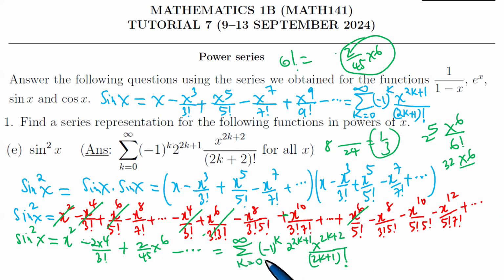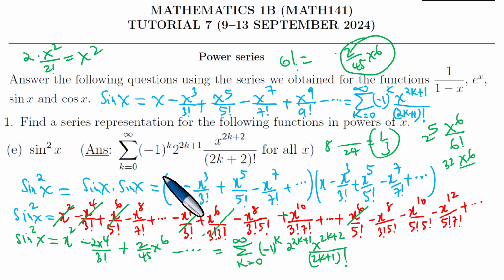So now let's check. If you put k equals 0 here, we must get x squared. Minus 1 to the power 0 becomes 1. 2 to the power 2 times 0 is 0, and then plus 1, it's just 2. And then it's x to the power 2 divided by 2 factorial, and this gives us x squared because 2 factorial is 2. So if you put k equals 0, you get x squared. So indeed, this is equal to this.